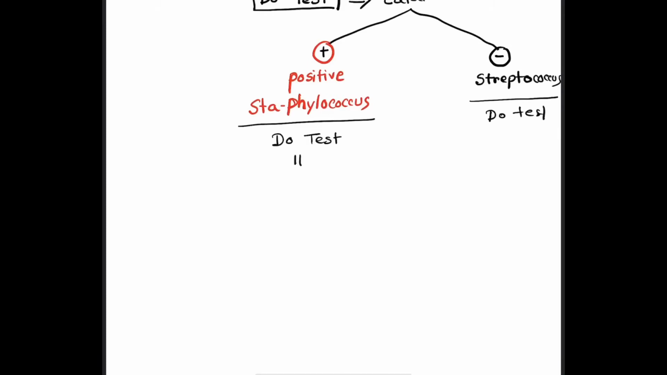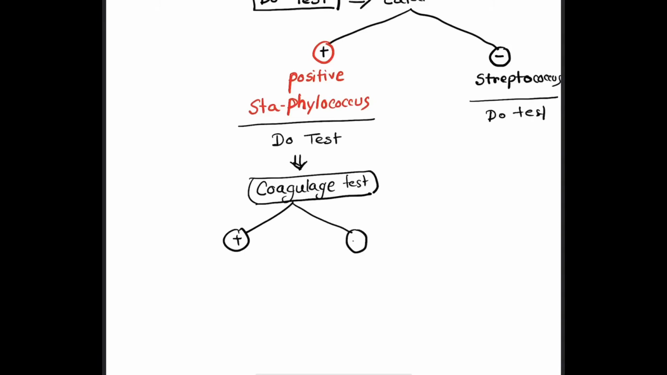If it is catalase negative, remember this is Streptococcus. And you know, previously I discussed Gram-positive cocci. That means cocci, and then the coagulase test. That means coagulase positive or coagulase negative. After cocci comes the coagulase test.